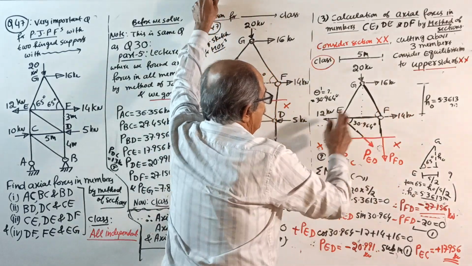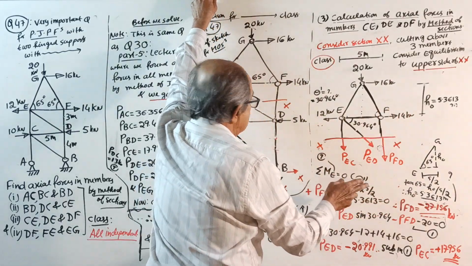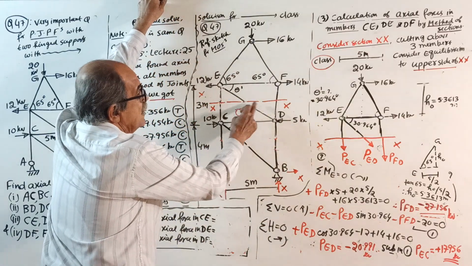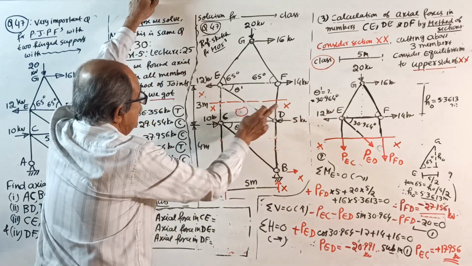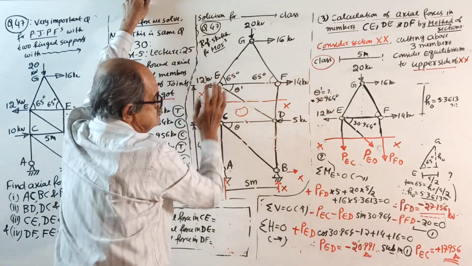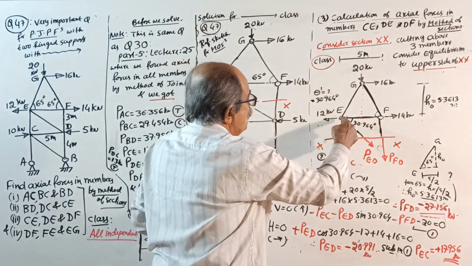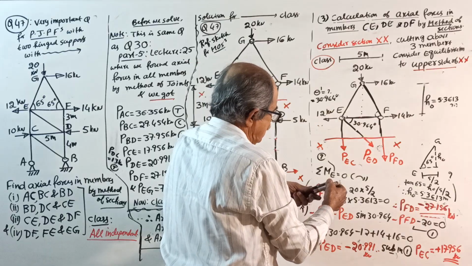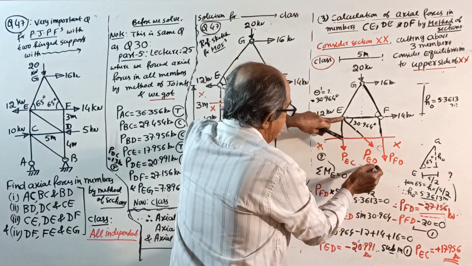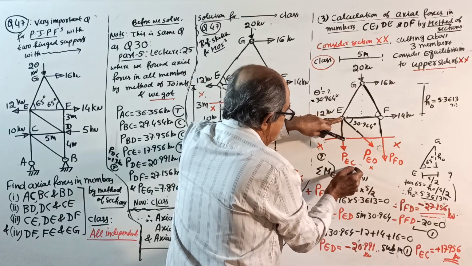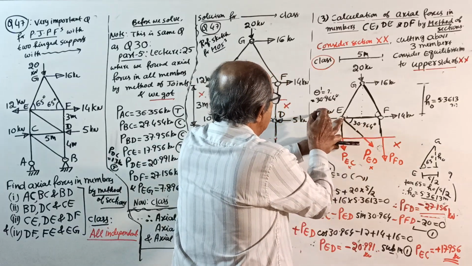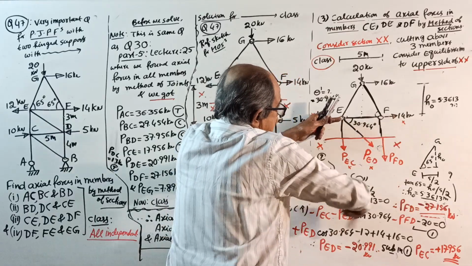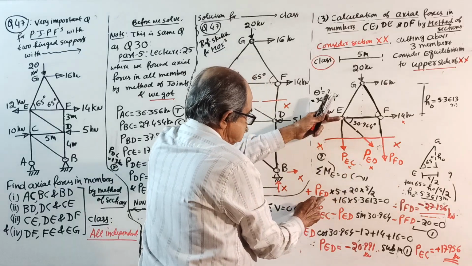Okay. Now start. Write one more sketch here. Cut these three members. I told you which one they want. Look this side. Take moment about E. Why? Two unknowns are meeting here. When you take moment about E, what will happen? PED into 0, PEC into 0, 12 into 0, 14 into 0. So what you get? Plus PFD into 5.